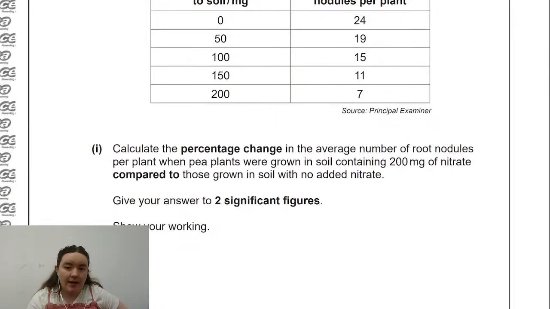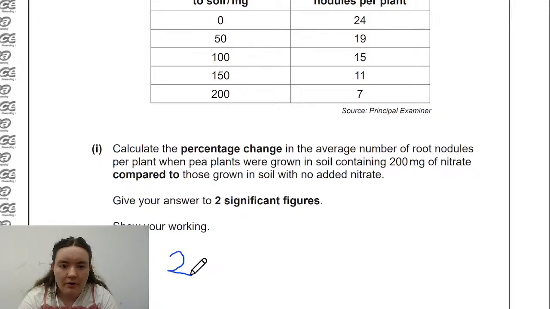Calculate the percentage change in the average number of root nodules per plant when pea plants were sown with soil containing 200 milligrams nitrogen compared to those with none. So, this is my drawing tool. So we look at the difference. We want to calculate the percentage change. So we do 24 take away 7, over 24.